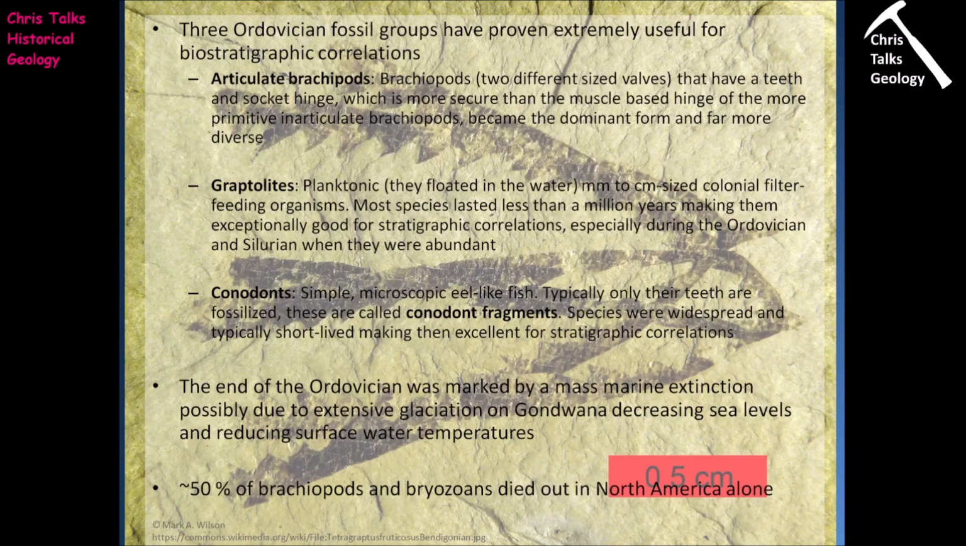And so this means that approximately 50% of all brachiopods and bryozoans die out in North America alone at the end of the Ordovician. So we can see this big mass extinction, and it allows us essentially to see this sudden change in biodiversity. So we have this mass extinction, and it allows us to essentially come up and say, right, this is where the boundary of the Ordovician sits.